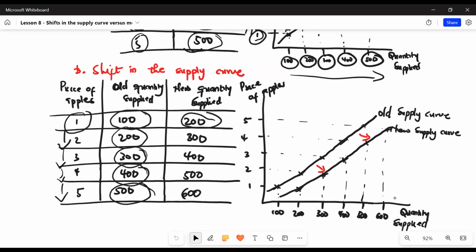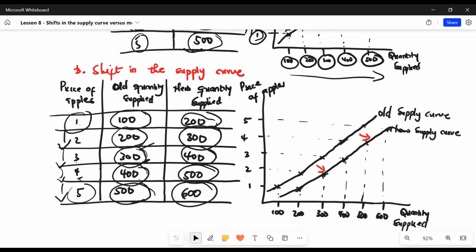Now, as we said previously, if anything in the market apart from the price of a good changes, this is going to shift the supply curve to the left or to the right. In this example, we are considering an increase in supply. So, assuming that a market factor changes that increases the supply of this good from 100 at price 1 to 200, from 200 at price 2 to 300, from 300 at price 3 to 400, from 400 at price 4 to 500, and from 500 at price 5 to 600.